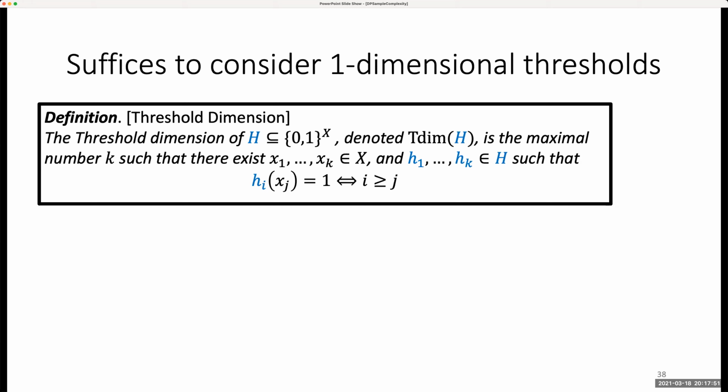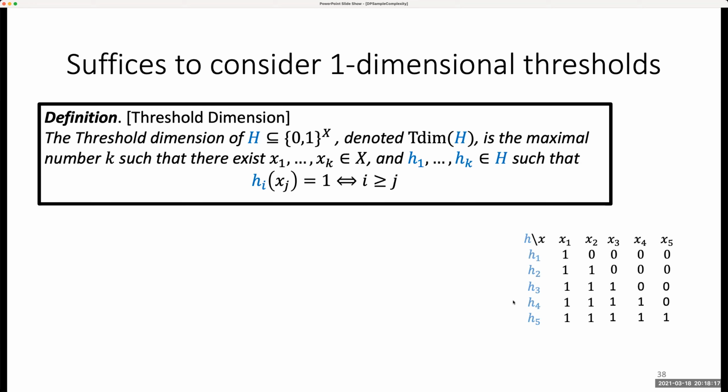The threshold dimension of a class H is the maximal number k such that there exist k points x1 up to xk and k functions in the class h1 up to hk such that when you restrict the h's to the x's, you get a threshold, right? So hi of xj is 1 if and only if i is at least j. If you look at the incidence matrix of the hypotheses and the points, it's a triangular matrix. It's like a class of thresholds, right?